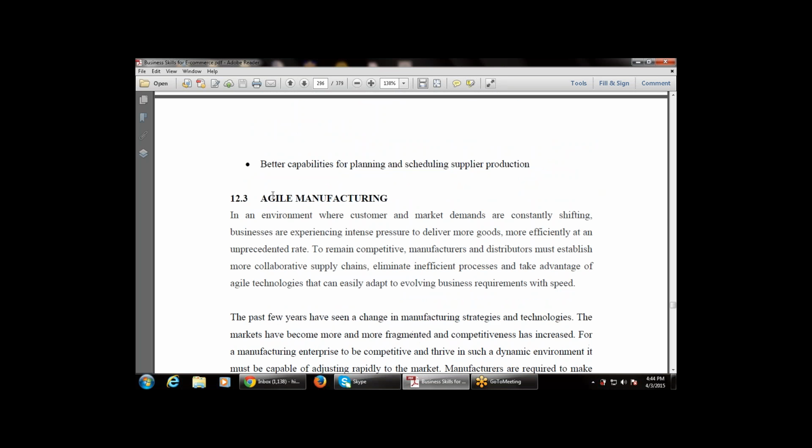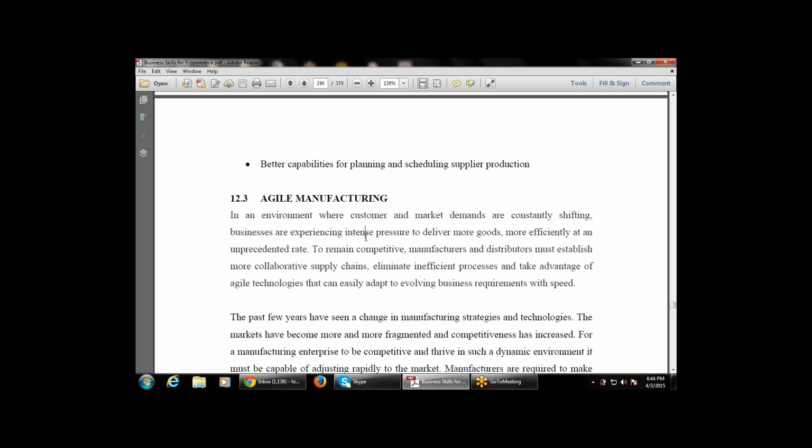Now next is agile manufacturing. This is a very important term. What is agile manufacturing? In an environment where customer and market demands are constantly shifting, because customers want to be updated from time to time, their demands and the market demands also change, businesses are experiencing intense pressure to deliver more goods more efficiently at a lower rate or an unprecedented rate.